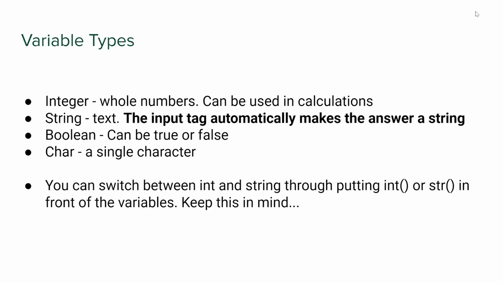It's basically a shortened version of string, whereby if a string is A, B, C, D, then the char would just be A, or just be B, or just be C, or just be D. Boolean. Now, Boolean is an interesting concept. It's basically where it can be either true or false.